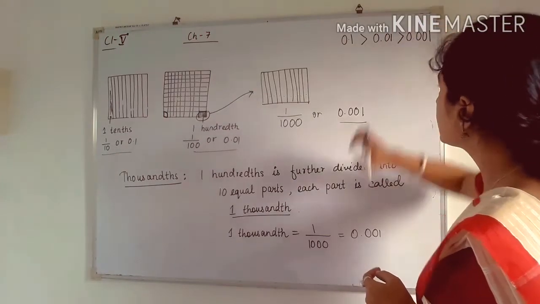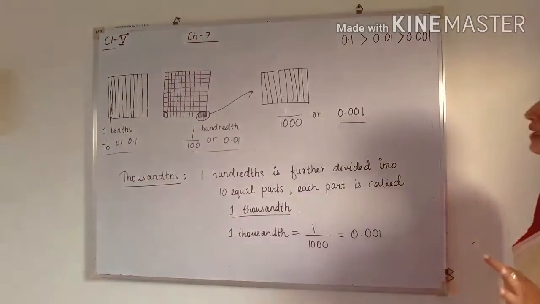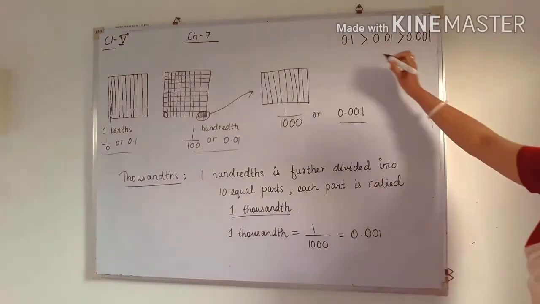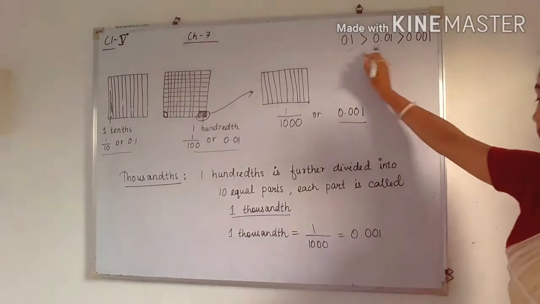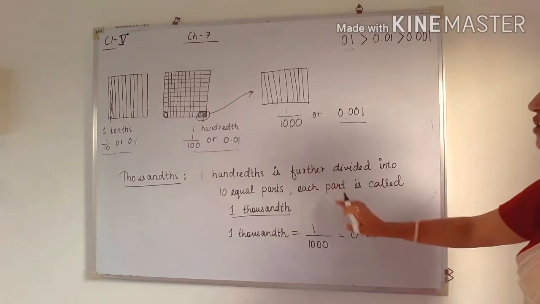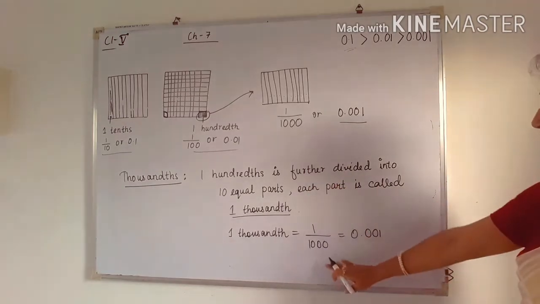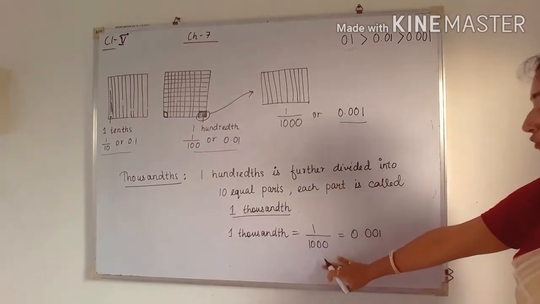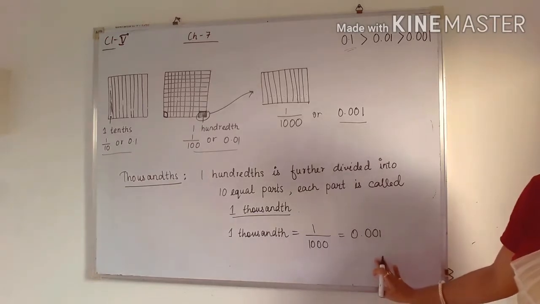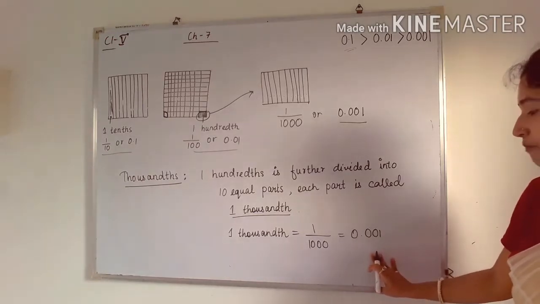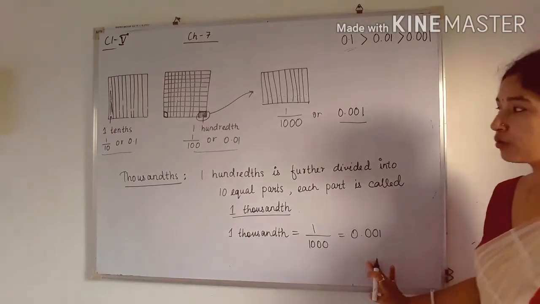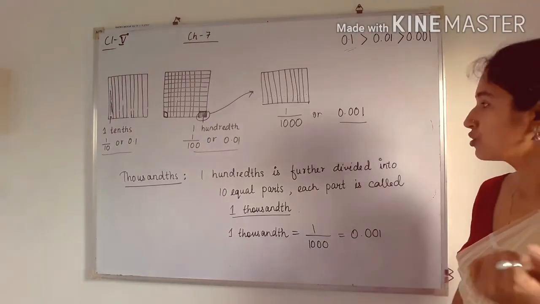0.001. You can easily see using the diagram that 0.1 is the greatest among these three. So this is the definition of thousandths, this is the representation in fraction form, and this is the representation in decimal form. So how to remember, how to memorize? There is a technique.